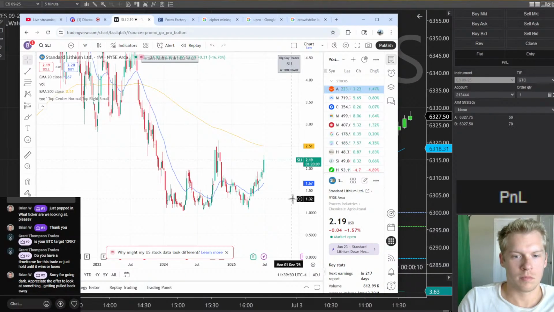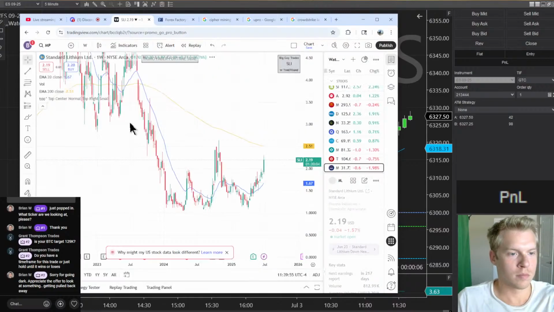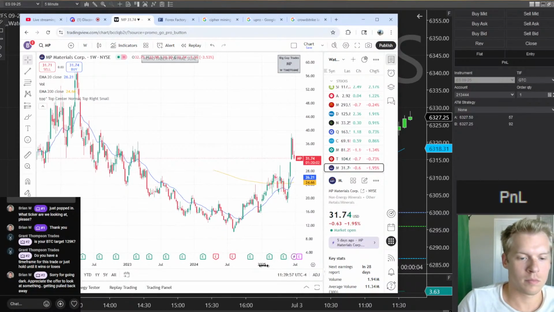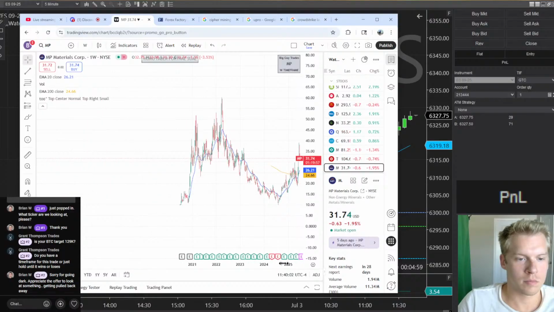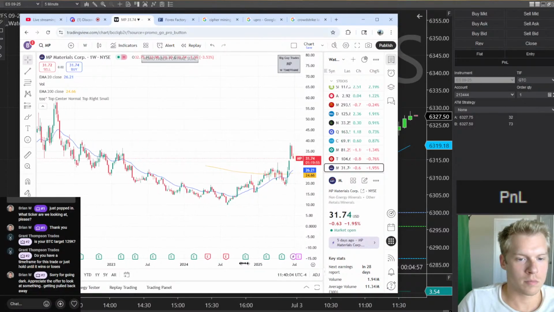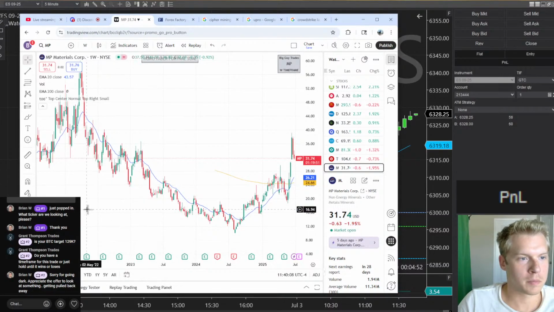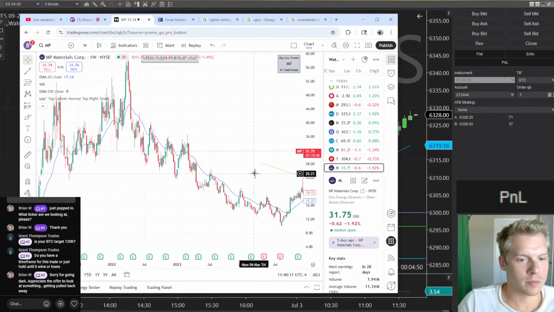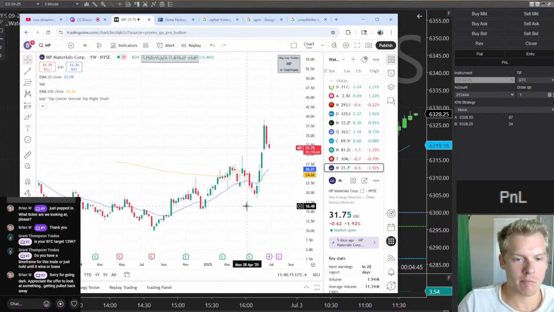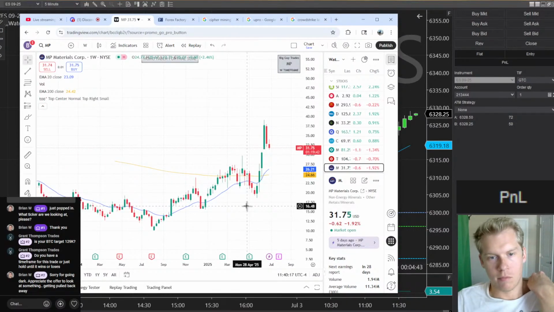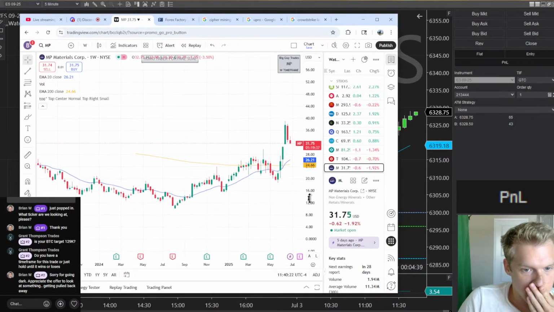MP Materials is another one in the rare earth minerals space that I've had for a little while, and that's finally catching a bid. Again, another one that's really heavily news driven as well, but has been doing good lately. Yeah, I got into it earlier in the year, so I'm up on it a decent amount. I'm happy with it. It's had a good breakout there.